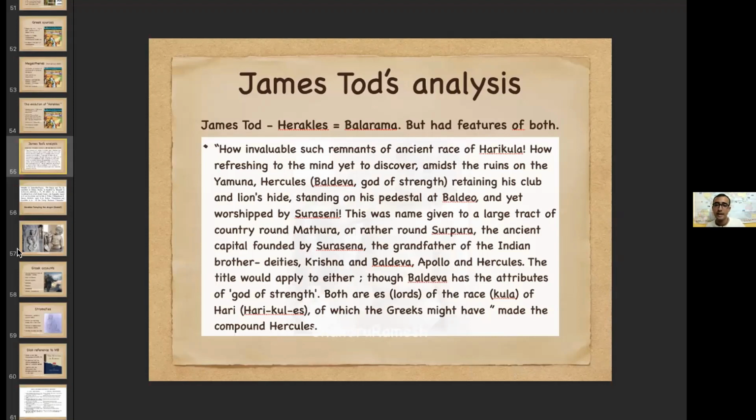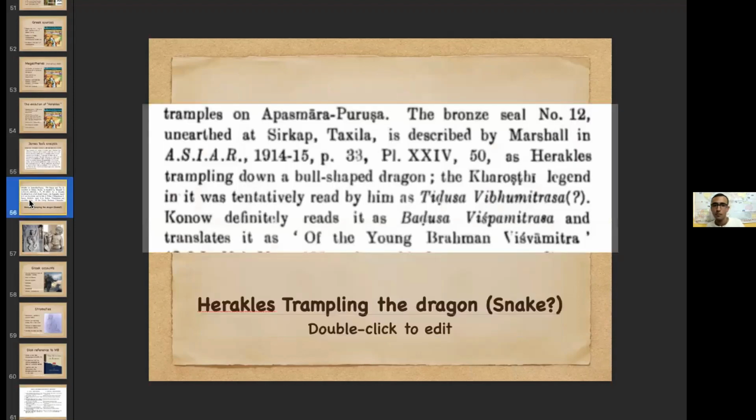He said that Heracles could be from Hari Kul Ish, Hari, who is the Kula Isha of Saurasenoi people. He is worshipped in a place called Mithra along the banks of river Jobares. Okay, so that's one thing.